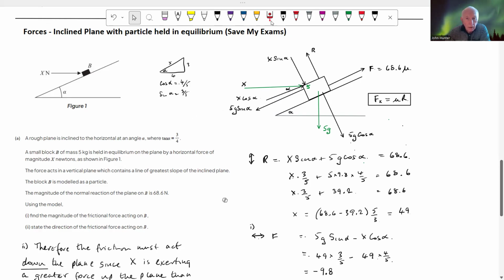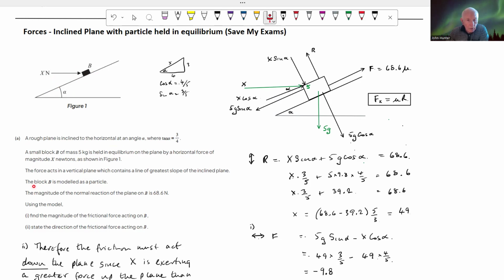Right. We've got a rough plane inclined to the horizontal at an angle alpha. Yes, we can see that here. And a small block B of mass 5 kilograms is held in equilibrium on the plane by a horizontal force of magnitude X. So this is X newtons here. It's a bit confusing with the N there. Coming in at this angle, it's horizontal, isn't it? So it's sort of at alpha to the plane, of course.